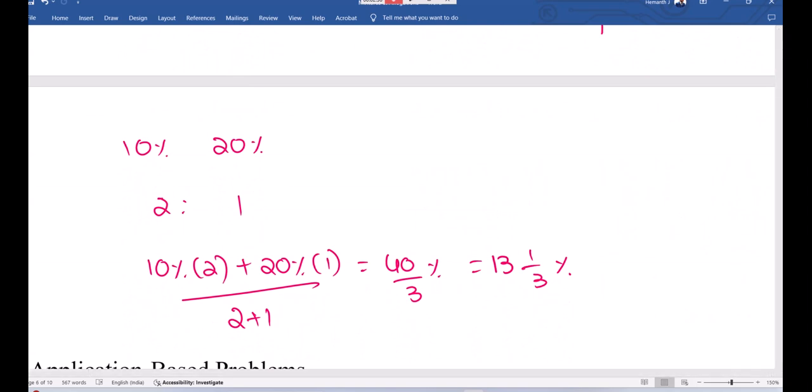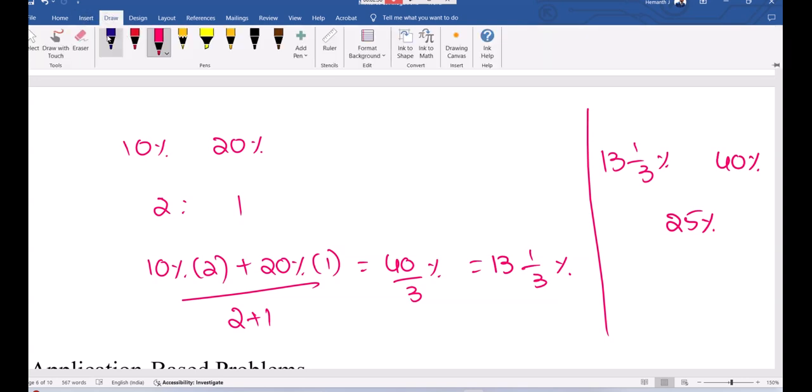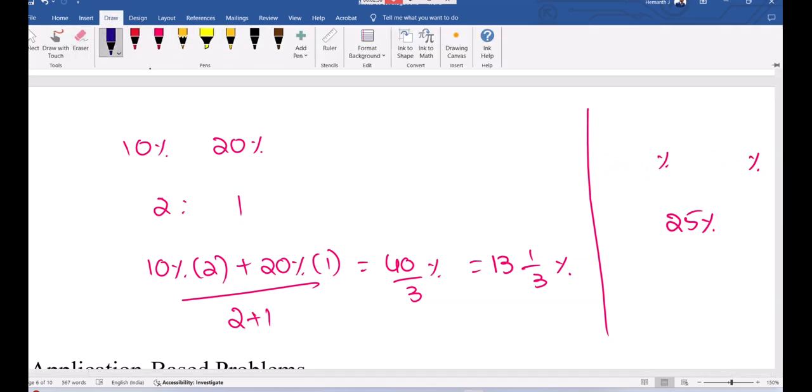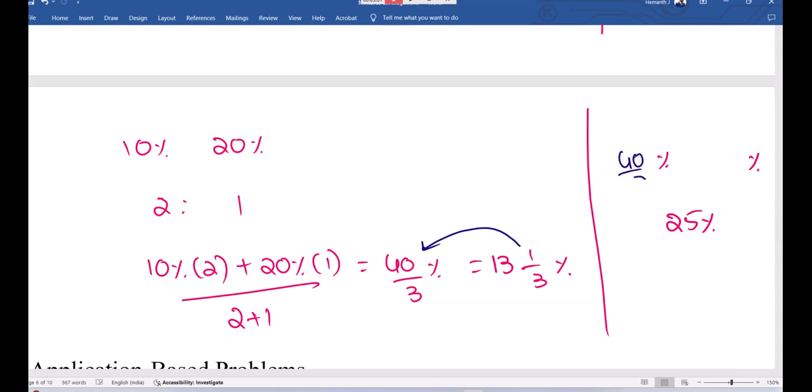Now the third one is 40. These two should be mixed, and the final should be 25. First two mixed, the result is 13 1 by 3. Now this one and the third one should mix, and the final result should be 25. That's our target. To make the calculations easy, 13 1 by 3 is nothing but 40 divided by 3, so we'll write 40 by 3. The 40% can be written as 120 divided by 3, and 25 can be written as 75 divided by 3.